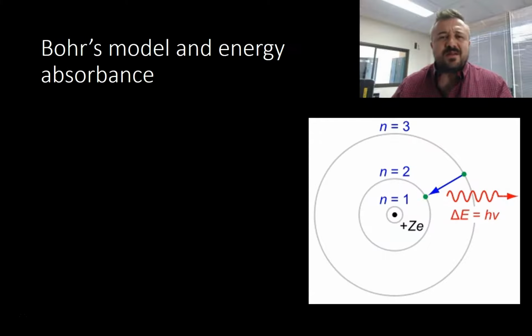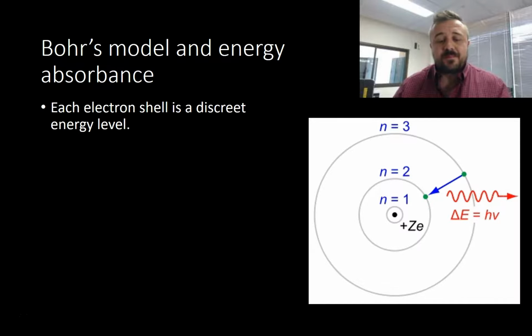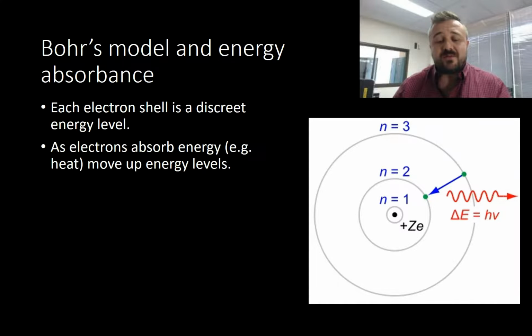So let's talk about absorbing energy, right? Bohr's model took account of the way atoms interact with energy, heat, light, as they pass through them or near them. So as each electron has a discrete energy level, electrons absorb energy and can move up levels, right? And we see that here. Here this electron absorbs energy and moves up.